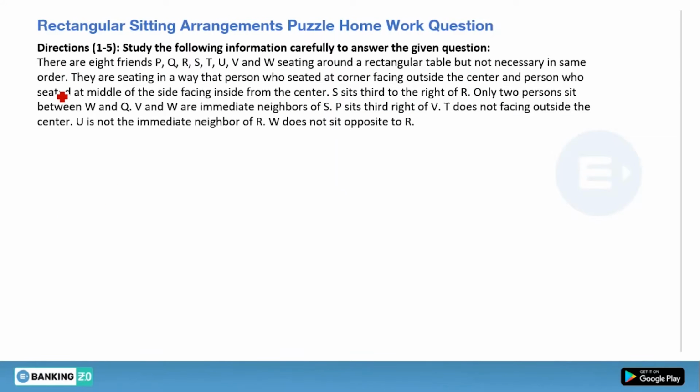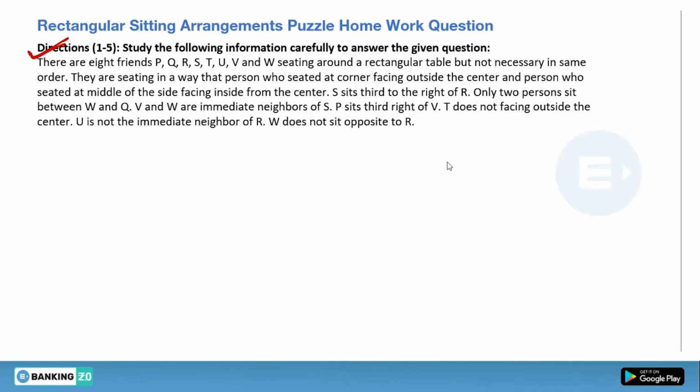Students, before starting today's video's question, we will first discuss the previous video's homework question. Do verify your answer, those who have solved it. Now let's start the question. There are 8 friends P Q R S T U V W sitting around a rectangular table but not necessarily in the same order. They are sitting in a way that the person who sits at a corner faces outside the center and the person who sits at the middle of the side faces inside the center.